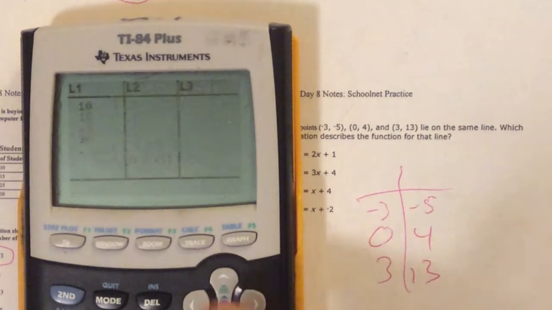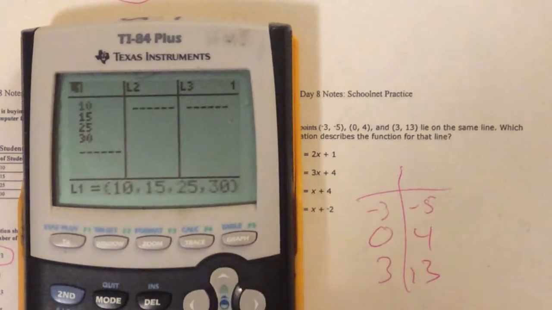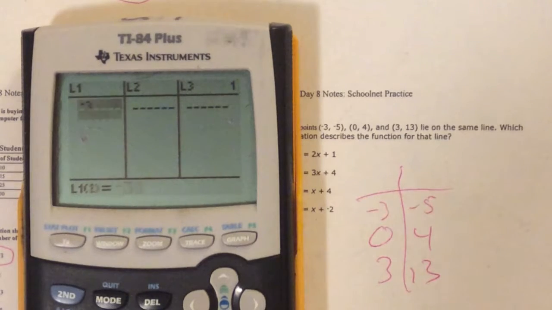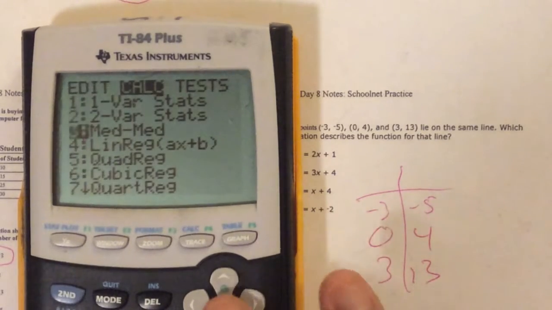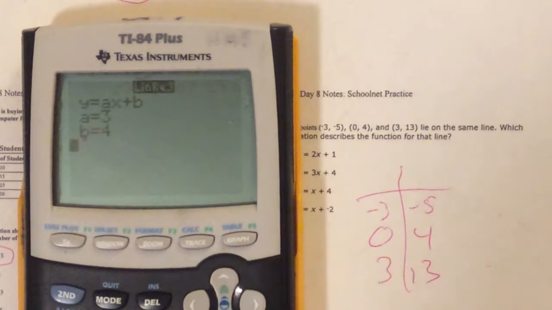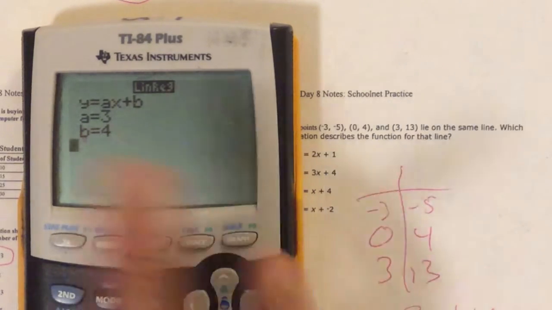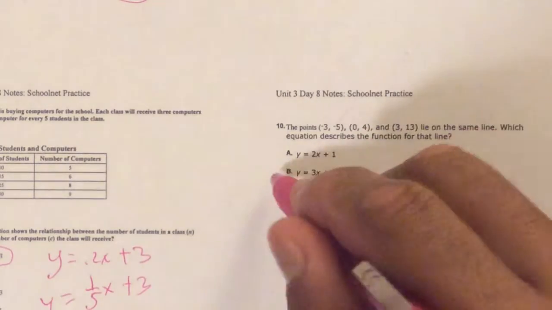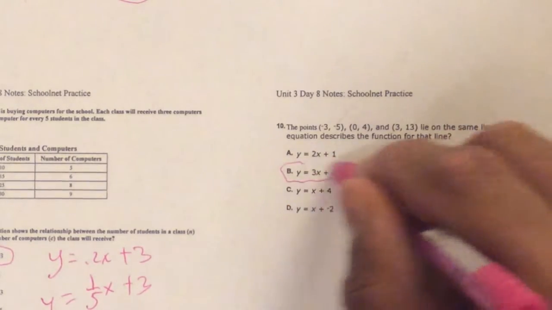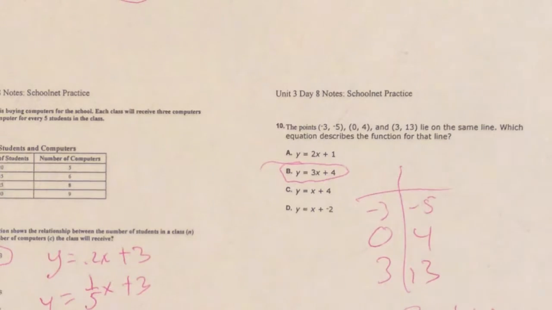So go to stat edit, clear this, and it's going to be -3, 0, 3. -5, 4, 13. Stat, calculate, option number 4. And you end up with y equals 3x plus 4, because the a is the slope and the b is the y-intercept. So that means my equation, according to the answer choices, will be B, once again.